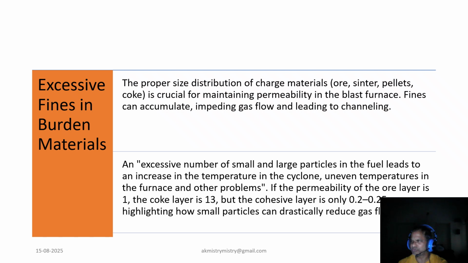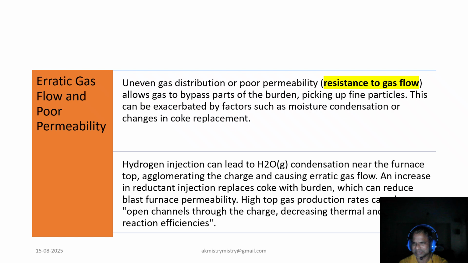Now coming to the excessive fines in the burden material, as we have already discussed, proper size distribution of ore, sinter, pellet, and coke is crucial. Fines block the gas flow, causing channeling and uneven temperatures. For reference, the permeability of ore is taken as 1, coke is 13, but the cohesive zone is 0.2 to 0.25. This shows how fines drastically reduce gas flow. With the help of this typical example, we can sensitize the team about the importance of this fines generation and the resulting reduction in permeability.